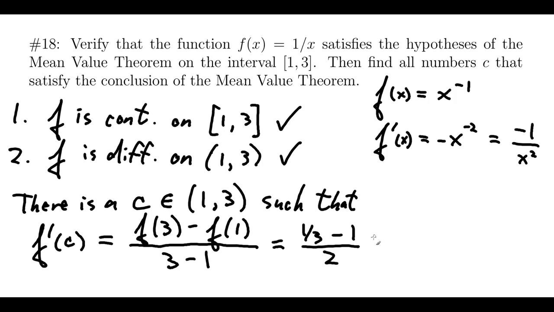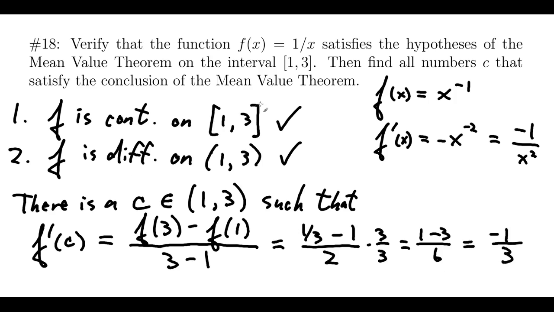We have several ways we could simplify this. Let's just take the easy route and clear the fractions first. Multiply numerator and denominator by 3. So we get 1 minus 3 divided by 6. That's negative 2 over 6, or negative 1/3.